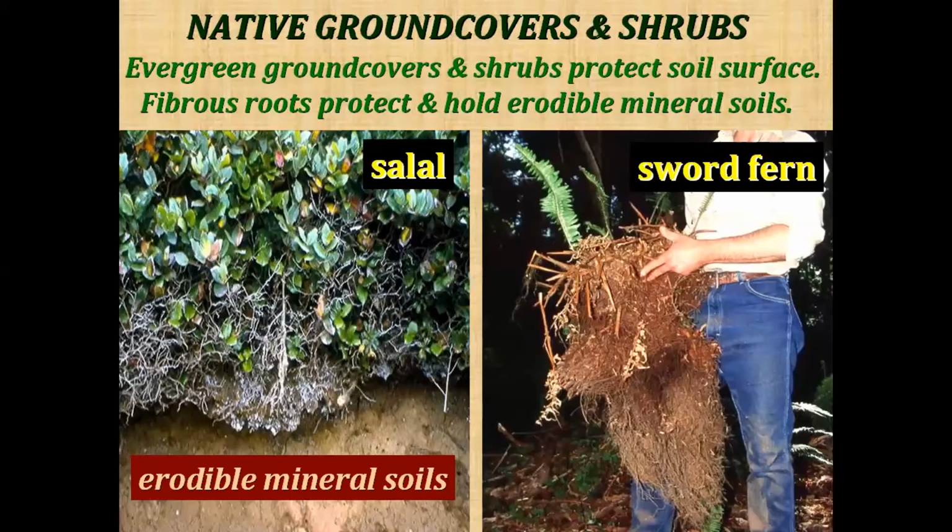And native ground covers and shrubs, especially evergreens, protect the soil, especially the erodible mineral soils which are below the surface. So things like salal, sword fern, Oregon grape are really important components. You can see the roots in the picture on the right of the sword fern, and the roots can be several hundred miles long altogether, which is a lot of very small living root matter, which is holding soil and resisting any kind of surface flow that might occur.